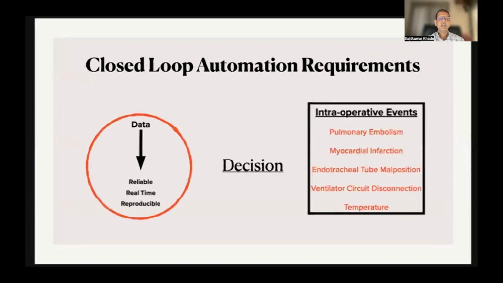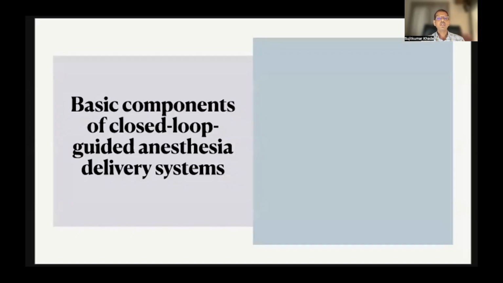Intraoperative events like pulmonary embolism or myocardial infarction, endotracheal tube malposition, patient temperature, and occluded or disconnected circuit tubing all produce variations to the capnogram signal and require intervention outside modulation of minute ventilation. Toward this end, the reliable acquisition of high resolution, reproducible, and timely intraoperative data is foundational to any attempt at automation. What are the basic components of a closed loop guided anesthesia delivery system?